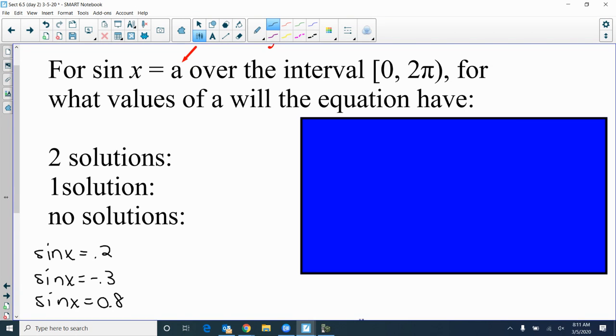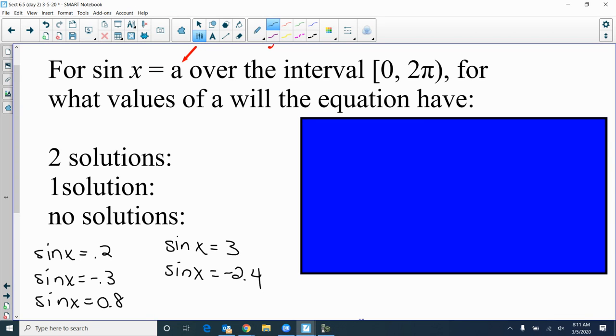Do you know? If sine of x equals any of those. Let me do this. What if sine of x equals 3, or sine of x equals negative 2.4? How many solutions are we going to get there?